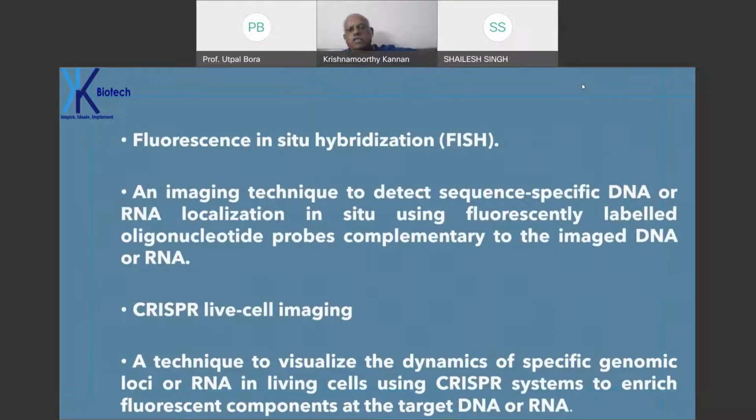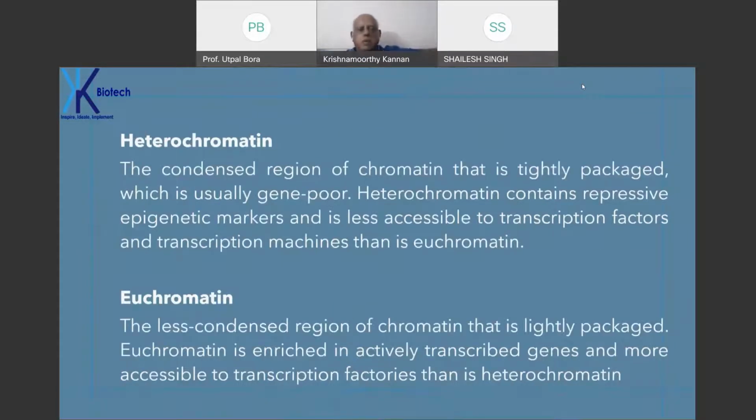Fluorescent in situ hybridization: many of the probes have at least 30-40 bases, and you label it with some fluorescent probe, then it will specifically say where that long sequence exists. Then you have CRISPR live cell imaging also. You put a tag, and you can literally see what is happening. So these are all terms you should be familiar with if you want to understand genome architecture.